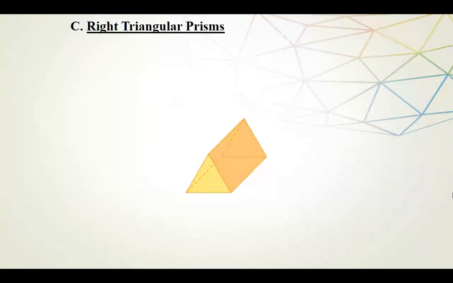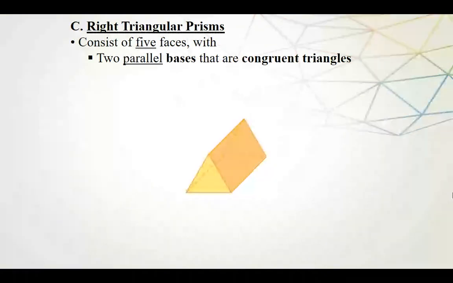But let's define what a right triangular prism is. A right triangular prism consists of 5 faces, with 2 faces that are congruent triangles, and we call these 2 congruent triangles the bases of the right triangular prism. In the illustration, I'm going to shade in what these 2 triangular bases would be. So this is the first triangular base, and this is the second triangular base.